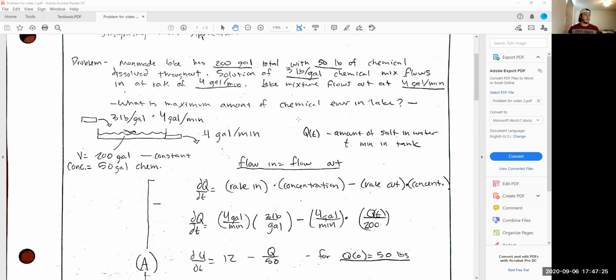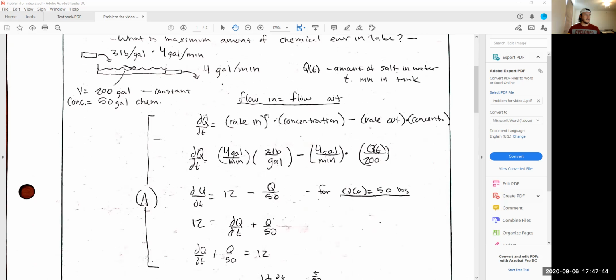So from there, what we're looking for is Q of T, the amount of salt, sorry, not salt, it's chemical here. Previous problems have made me write salt just out of habit. But I do understand here that it's chemical. The amount of chemical in the water at time T, and not tank, obviously it's lake.